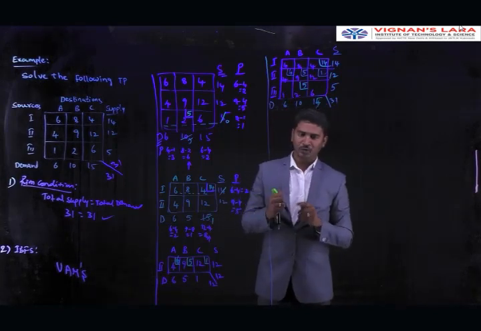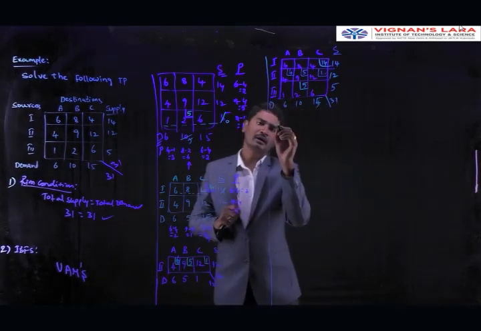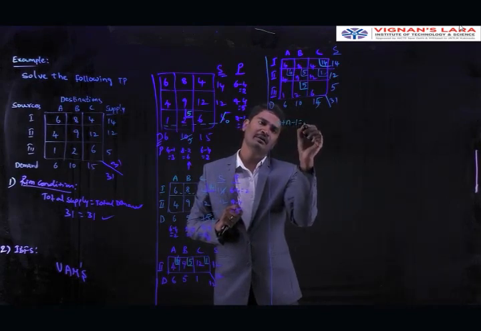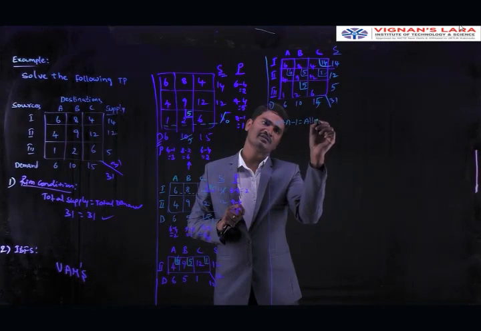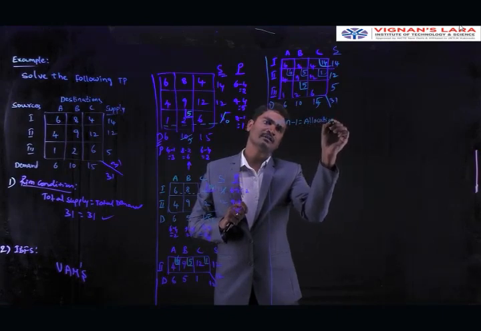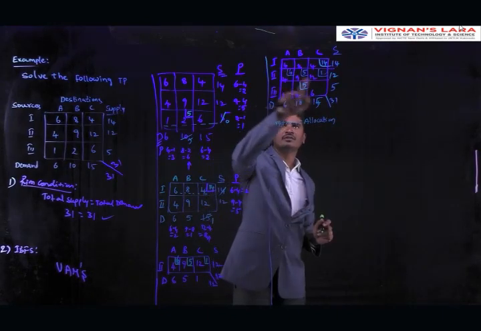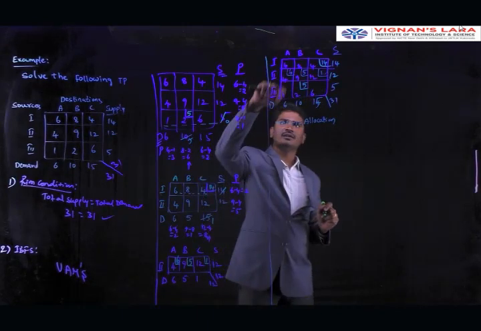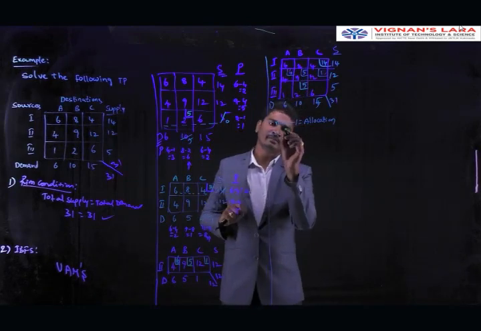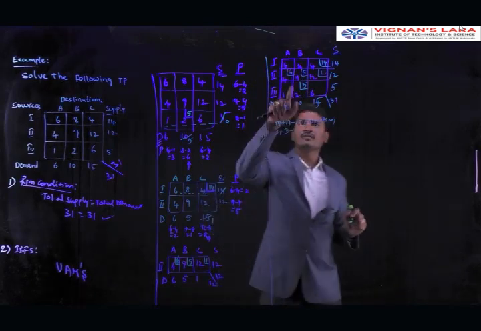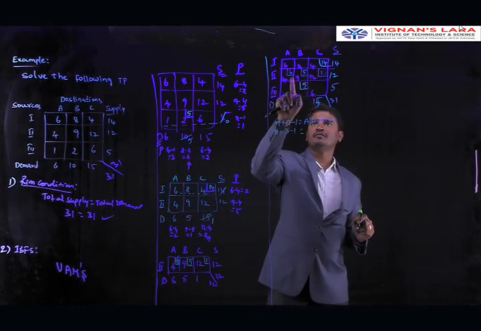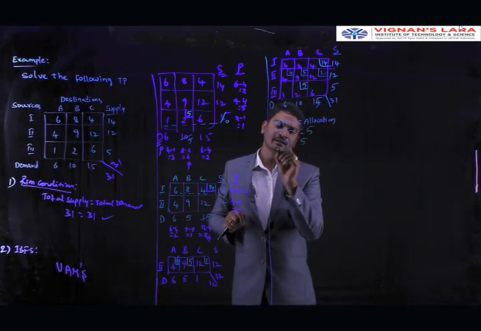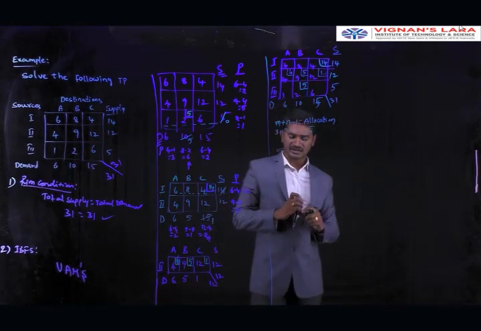Okay. Now we are going to check the optimality. How are we checking the optimality? m plus n minus 1 is equal to the number of allocations. Here what is m? Number of rows. How many rows are there? 3. Then how many columns are there? 3, minus 1. Then how many allocations are there? 1, 2, 3, 4, 5 allocations are there. Here it satisfies the optimality condition.